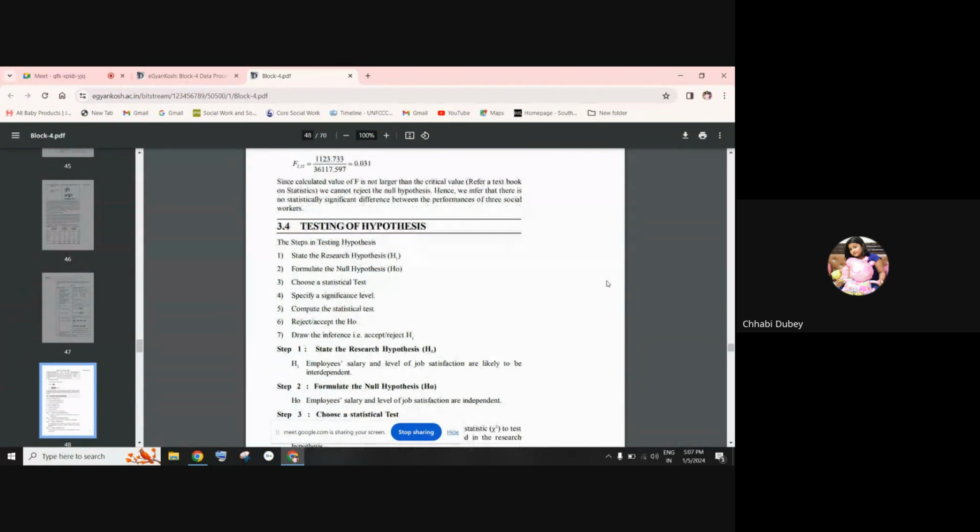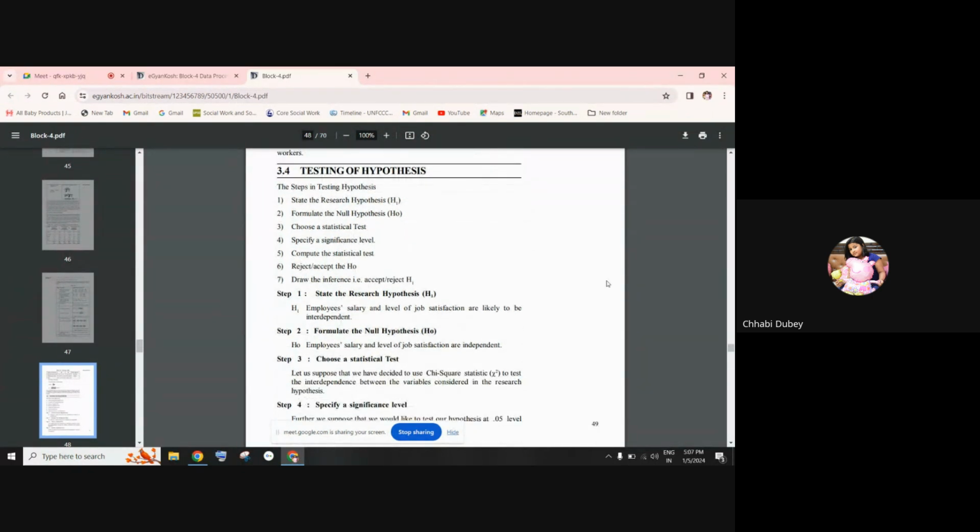So here they have given an example where we want to test the research hypothesis that employee salary and level of job satisfaction are likely to be interdependent. That means that if the salary is high, there seems to be a greater job satisfaction of the employees. Then we are going to formulate the null hypothesis, saying that they are not linked to each other; they are independent.